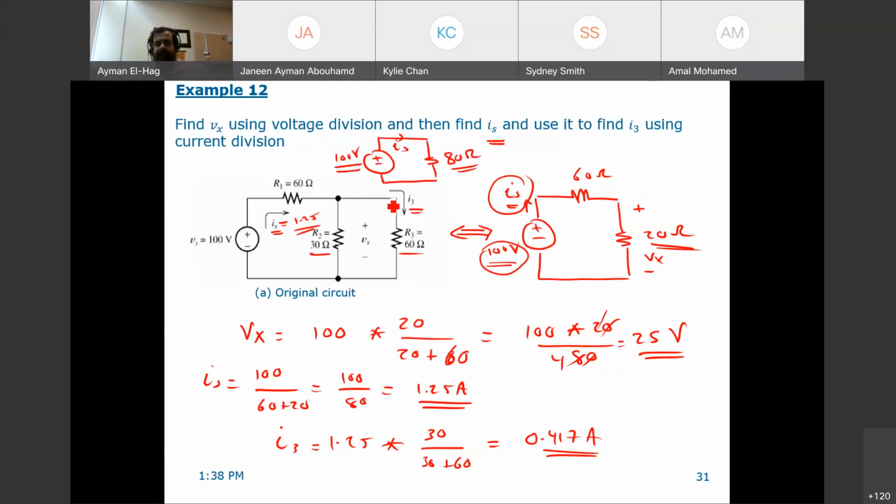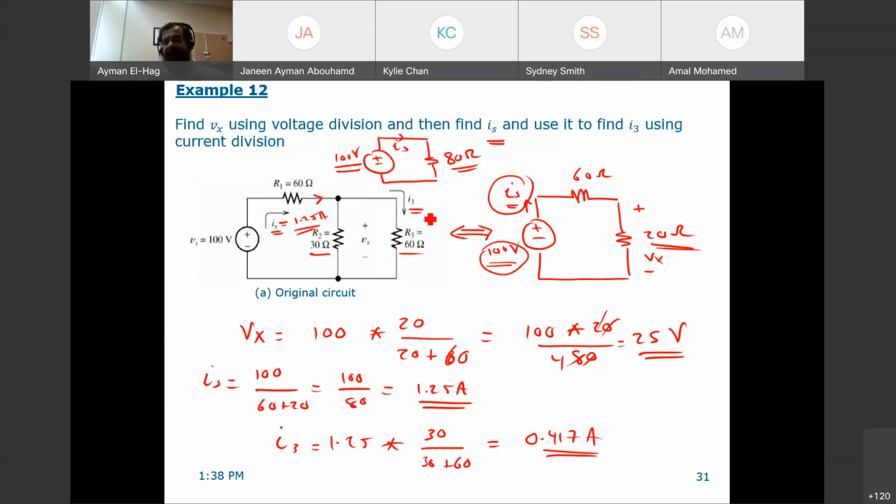Okay, so this Is is the current that comes out of the 100 volt, which is here. Now, this is the same as this Is. These two currents are exactly the same. So we have a current that enters here equal to 1.25. Okay, so I have here 1.25 amps entering here. It will see two parallel paths. So we can apply current division.